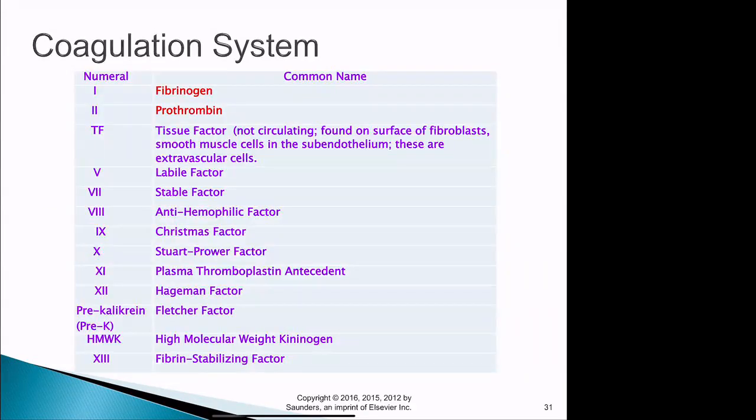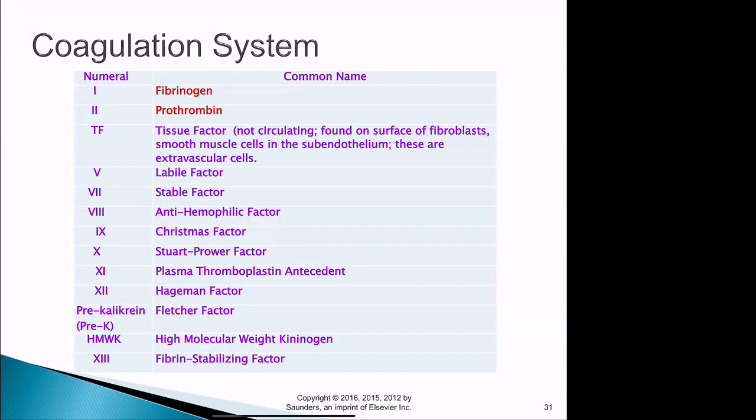All right, so here are the common names for the factors that we're going to be talking about. Factor 1, we never really call it factor 1, we just call it fibrinogen, okay? Same thing with factor 2, the common name is prothrombin, okay? TF stands for tissue factor. Tissue factor is not normally circulating in the blood, but it's found on the surfaces of tissue factor bearing cells. And these can be fibroblasts, they can be smooth muscle cells in the subendothelium, and other extravascular cells.